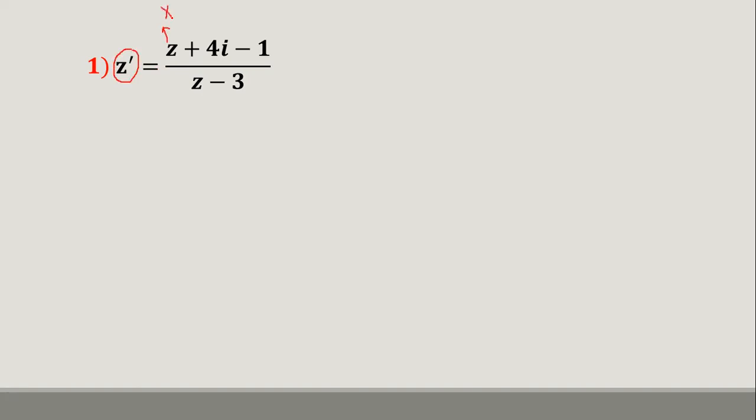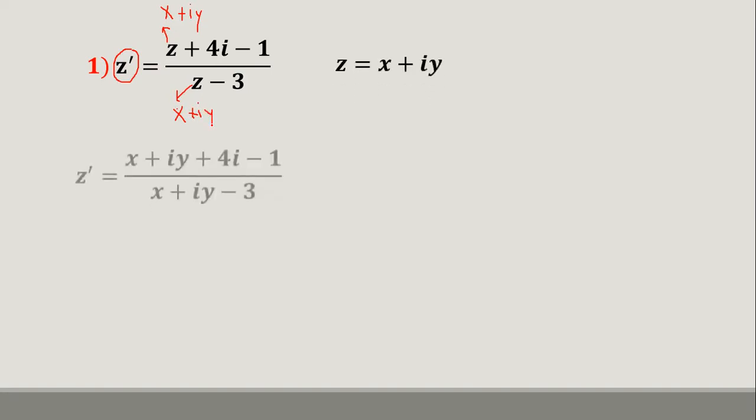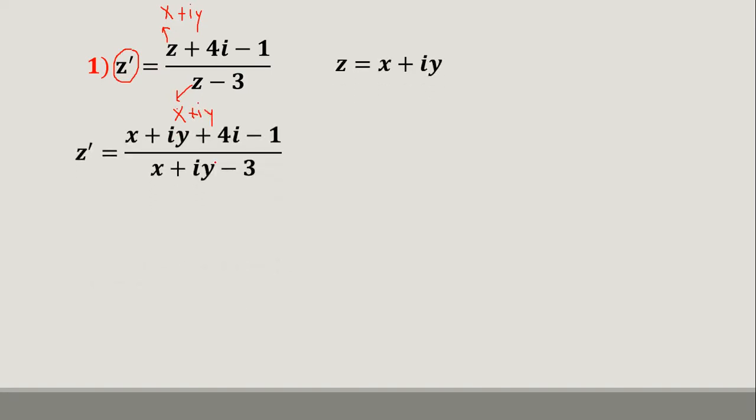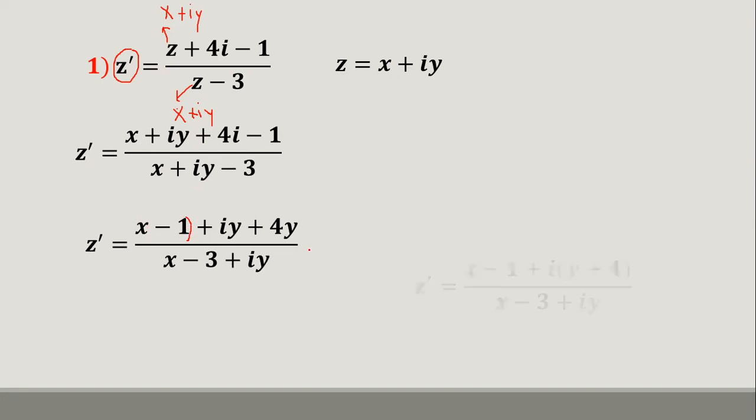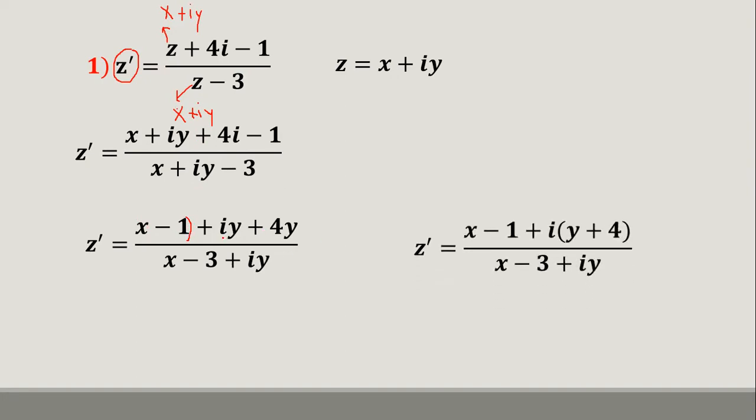equals x plus iy. So I'm going now to replace z by x plus iy in order to find the value of z prime. So as a first step, we have to replace z by x plus iy. I'm going to separate the real parts together and the imaginary parts together. Here I'm going to take I as a common factor in order to find the ratio of two complex numbers.